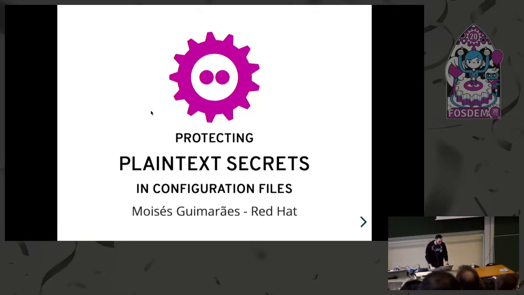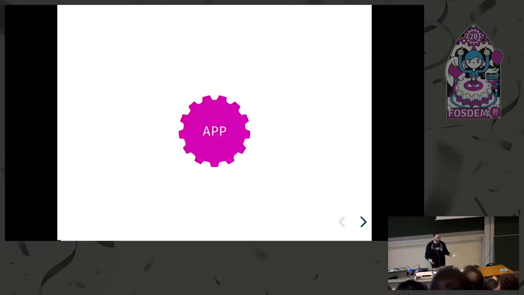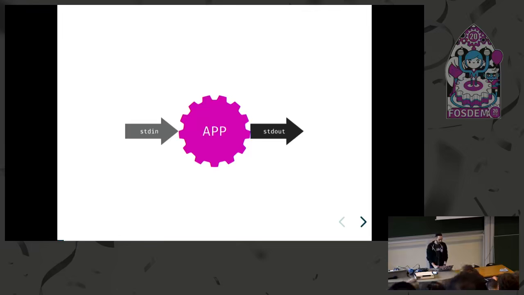Thank you. Hi everybody. I'm here to present my work on protecting plaintext secrets. This work is being driven in the OpenStack project, and it's mostly written in Python, what we have so far. Basically, in our applications or services, we handle input, output, and we have many ways to interact with our applications. Basically, standard input, standard output, networking as well. We also have standard error.